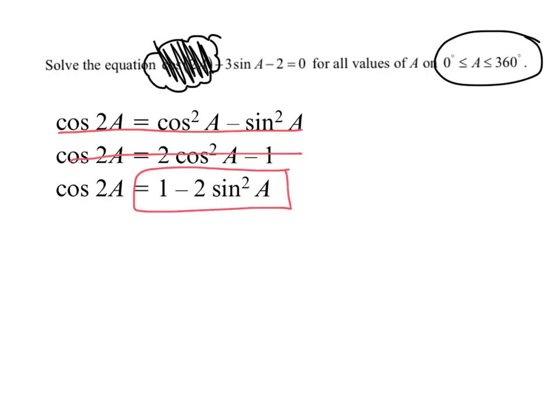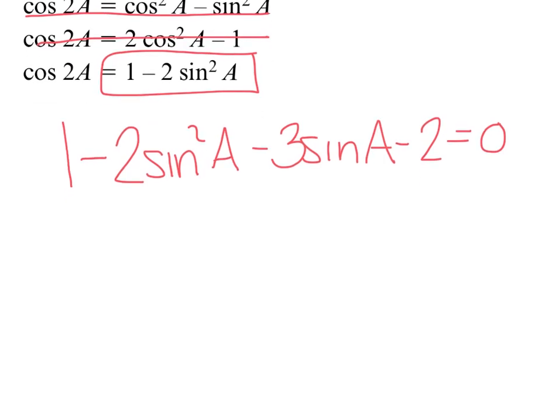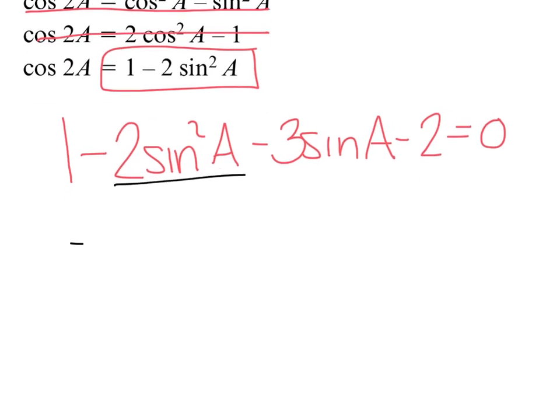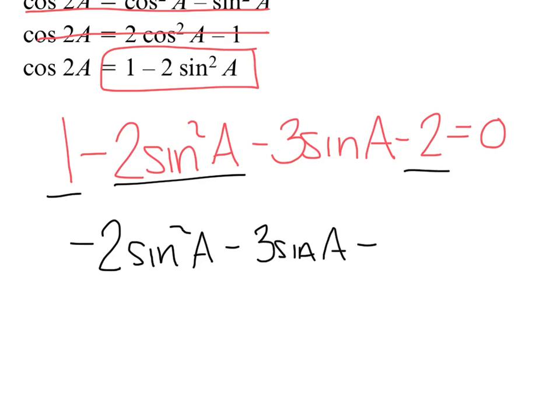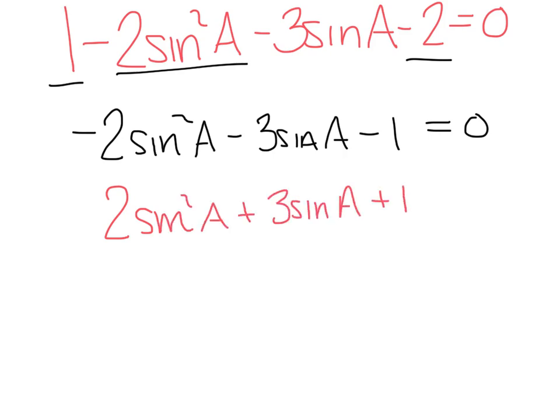So I'm going to substitute that in. 1 minus 2 sine squared a minus 3 sine a minus 2 equals 0. And it's that simple, but you have to recognize it as a double angle. Okay, now take your time in cleaning it up. So that's negative 2 sine squared a minus 3 sine a, and 1 minus 2 gets me negative 1 equals 0. Now most people don't like negative coefficients, so it's fair game to change all of them. So I'm going to go 2 sine squared a plus 3 sine a plus 1 equals 0.